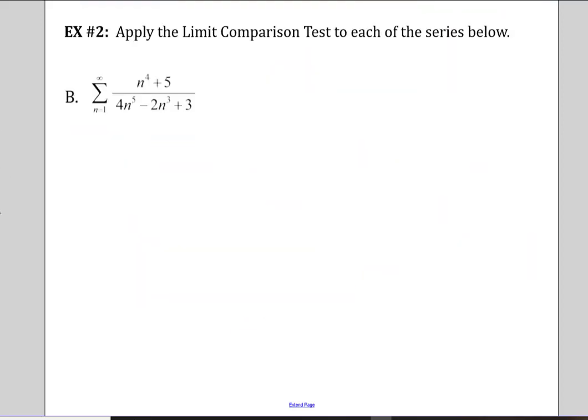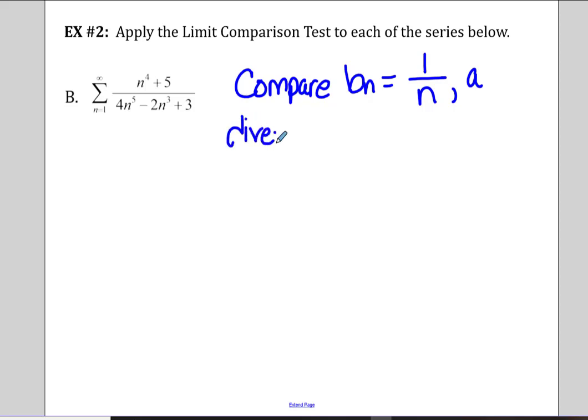And then we have one more to go. So applying the limit comparison test, this is something messy, and we want to compare this, our b sub n, to n to the 4th over n to the 5th, which will be 1 over n. And what do we know about 1 over n? This is a divergent p-series, or what we're calling the harmonic series.